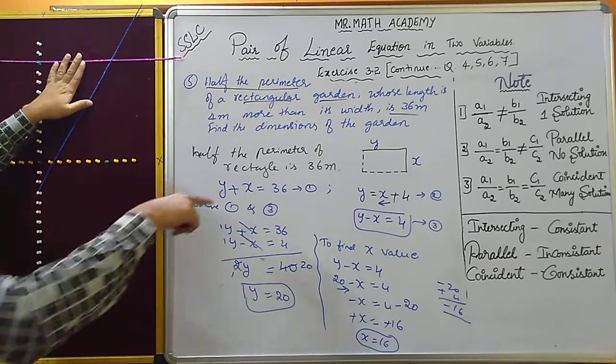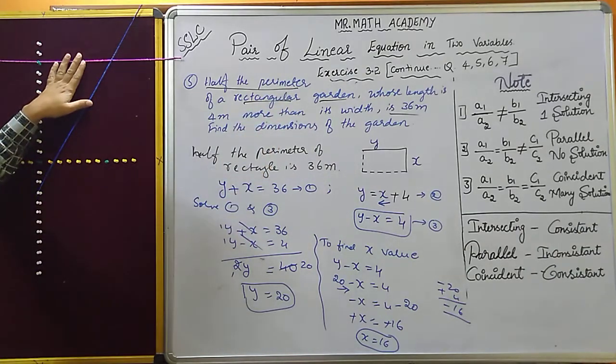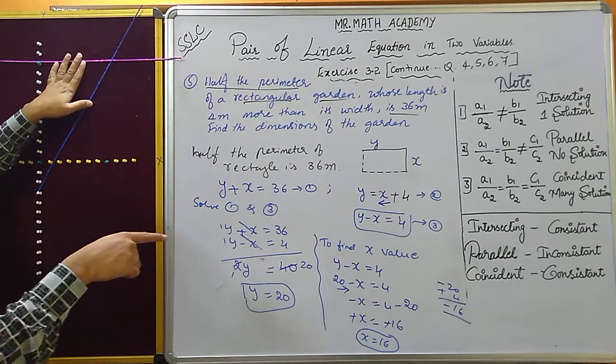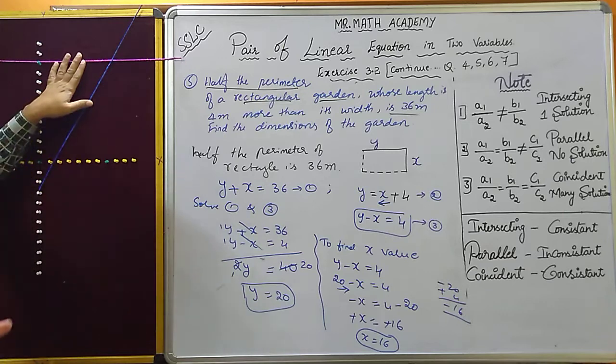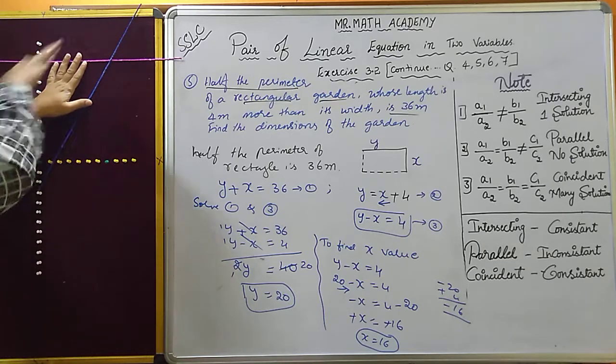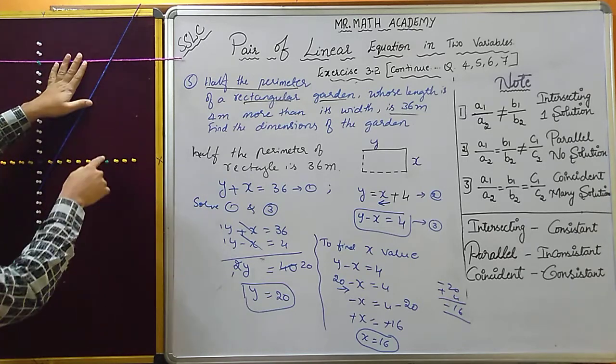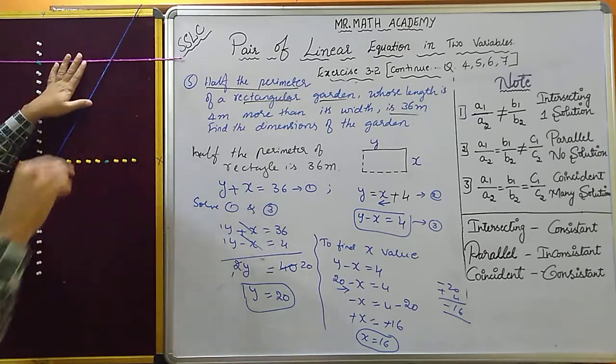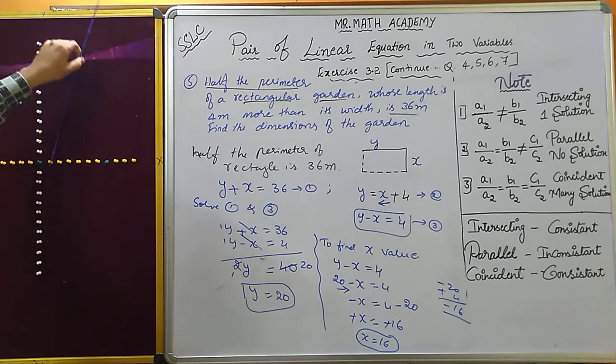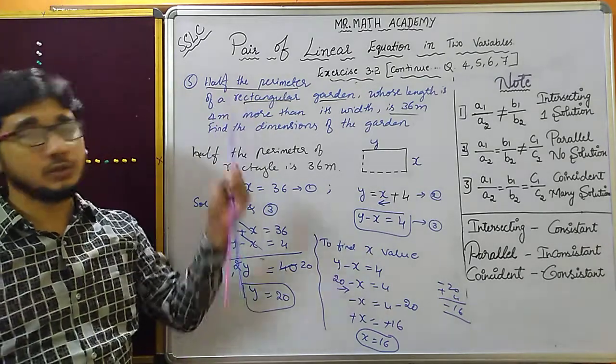When you solve this question graphically, okay, I am doing it in the elimination method. Graphically, I am just giving the clue. If you want, you can do it. Like this, you will get a graph. So here you will get the value 20, and here the value 16. Where it is intersecting, there only you will get the answer x and y. So we will go for the next question, question number 6.